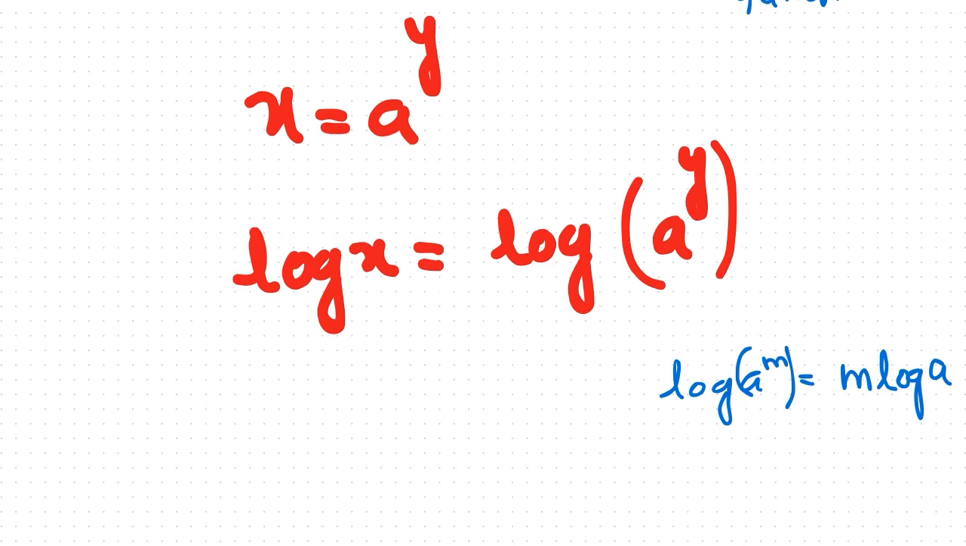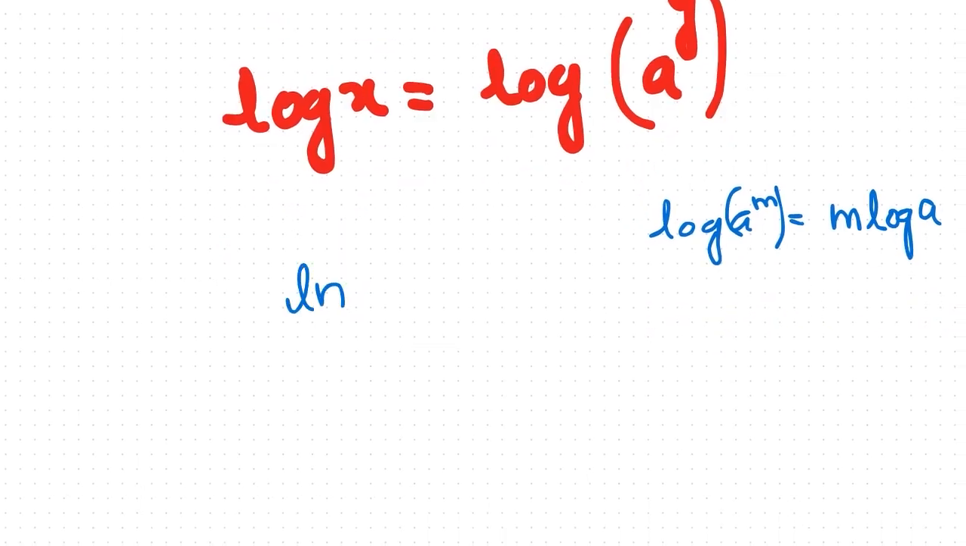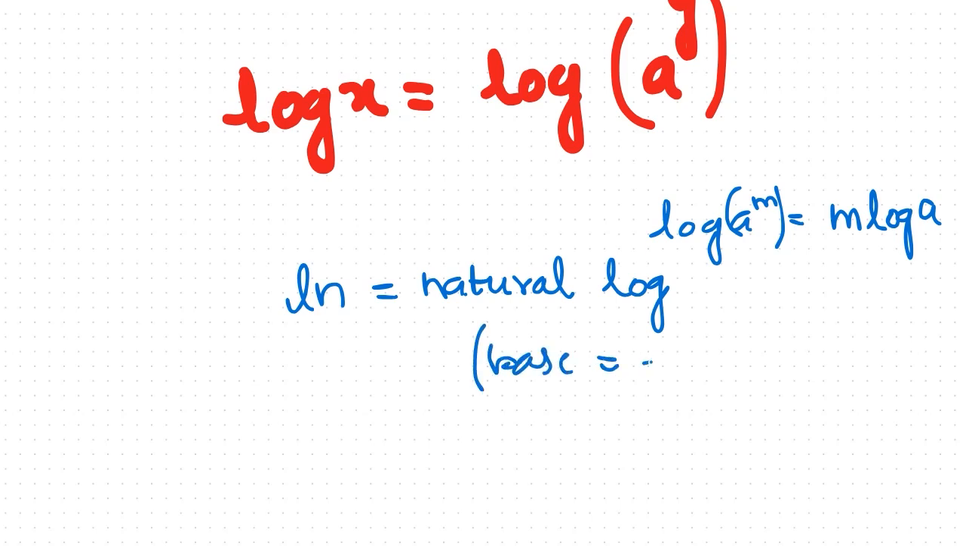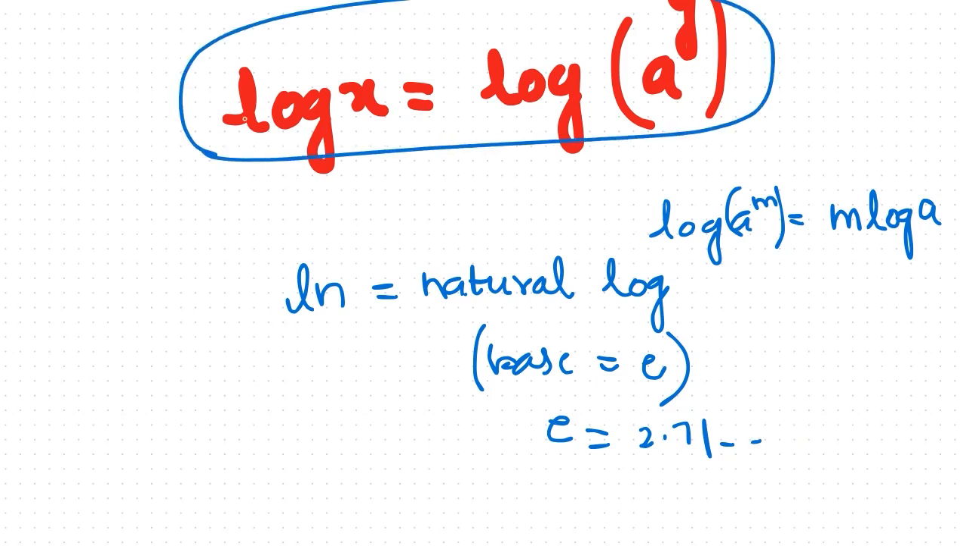When I write log with nothing, what does this mean actually? It's base 10, automatically assumed. If I write ln, then it's the natural log and the base is e. You know the value of e, it's about 2.71. It's a transcendental number. So log x is equal to y times log a.